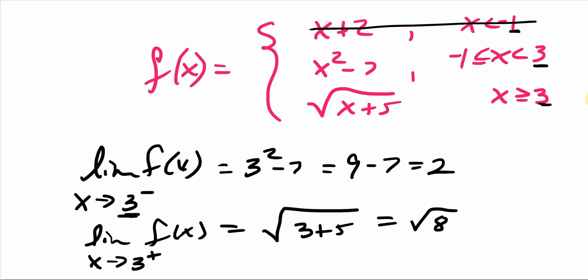Now, if I had given you -1 from the left, then we use this one. If I had wanted the limit of the function as x approaches -1 from the right, I would use this one. All right, and that concludes our video.